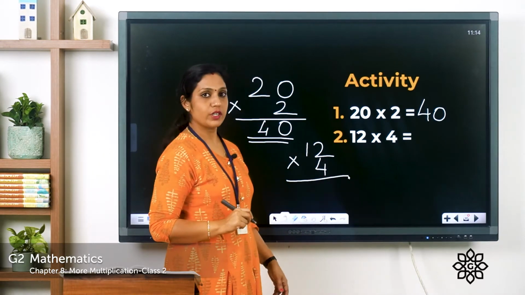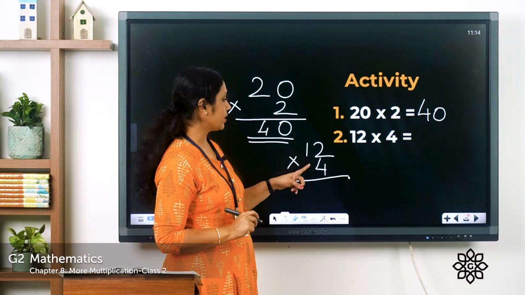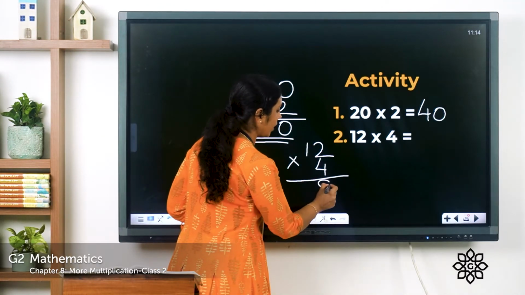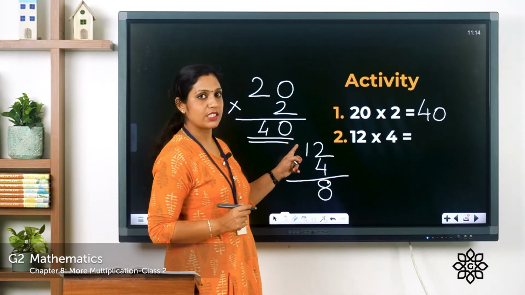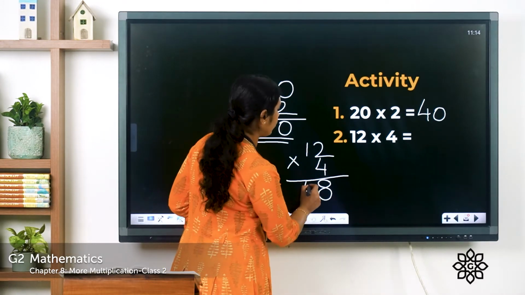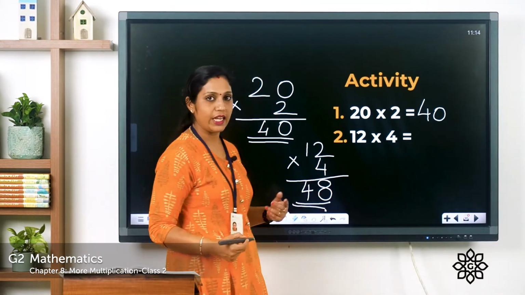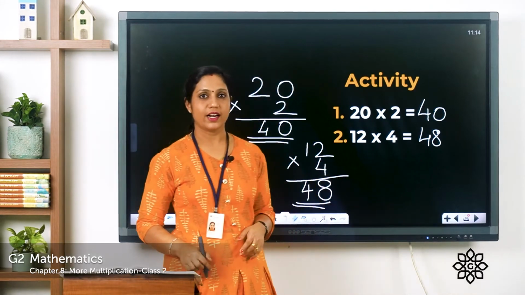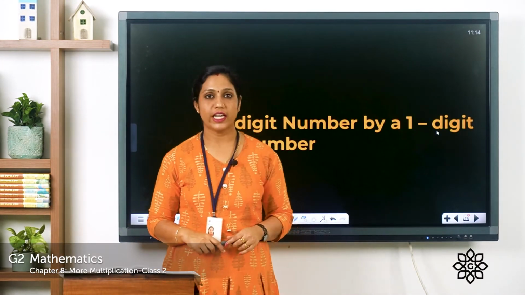So what should we do first? We have to multiply the ones place. So 4 into 2. 4 2s are 8. And the number with the ones in the tens place, 4 into 1, 4. So we get 12 into 4 is equal to 48. So hope your answers are correct. Let's move on to our next topic.